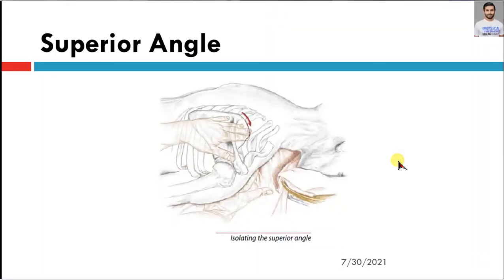The superior angle is a bit hard to palpate as compared to the inferior angle, but please remember this fact: if you want to palpate any part of the scapula, try to start from the spine of the scapula, because this is the most prominent point and this is the site where you'll try to start. Then you'll move towards the medial border, and then from the medial border you'll come towards the top and find the superior angle.